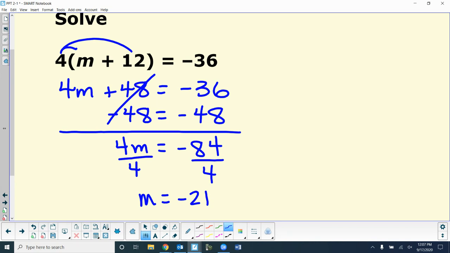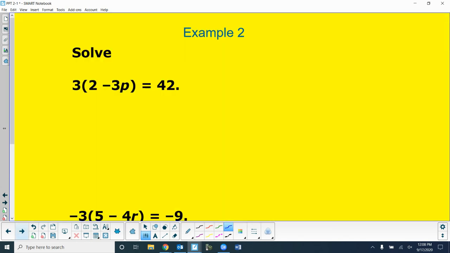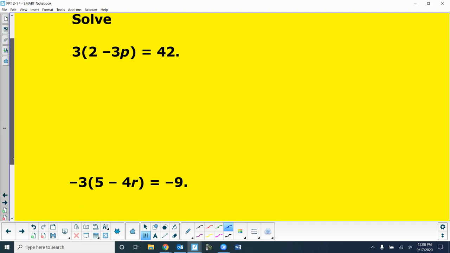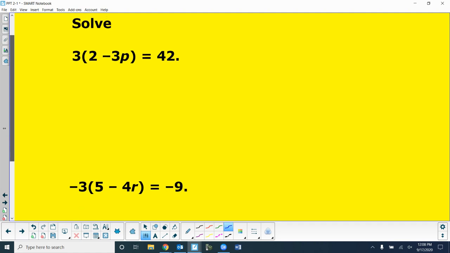All right, you guys all know this, right? So you know how to distribute. You know how to get the variable alone, right? So we don't need to do another one like this, do we? No. We got this part, right? Distribute again and get the variable alone.